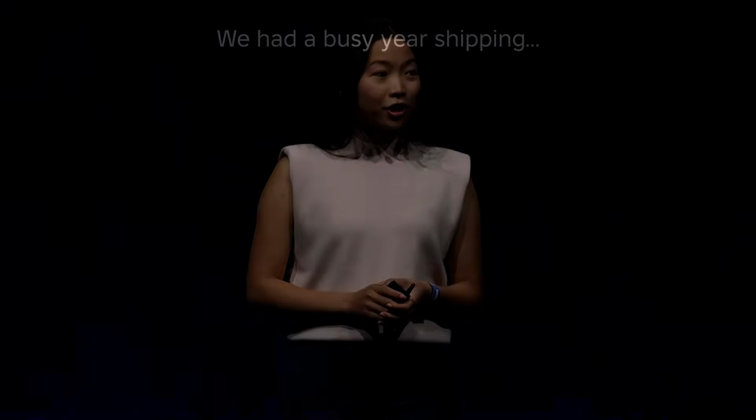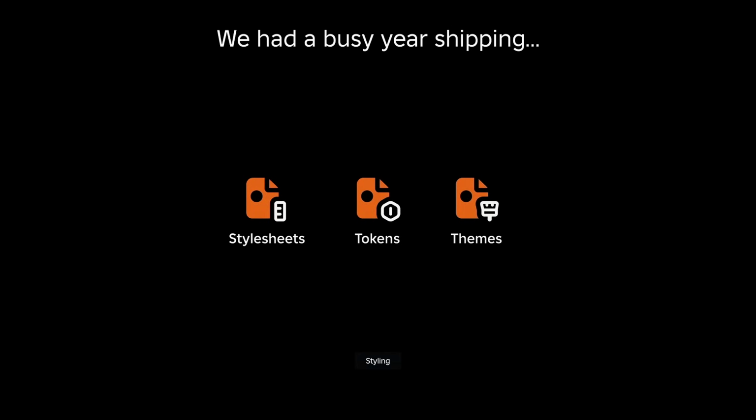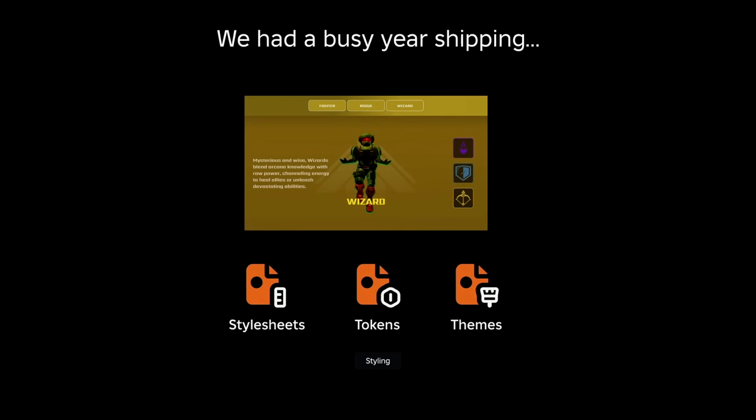But how do you put these principles into practice? We've been hard at work this year, building the APIs and tools that make this possible. We launched our highly anticipated styling APIs, which allow you to define style sheets, tokens, and themes that can be globally and dynamically applied across your UI. Combined with our no-code style editor, this makes it easier than ever to create complex, skinnable designs.